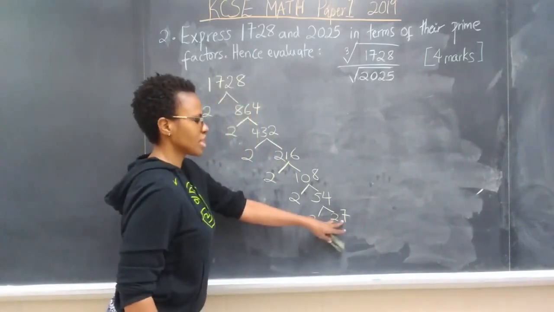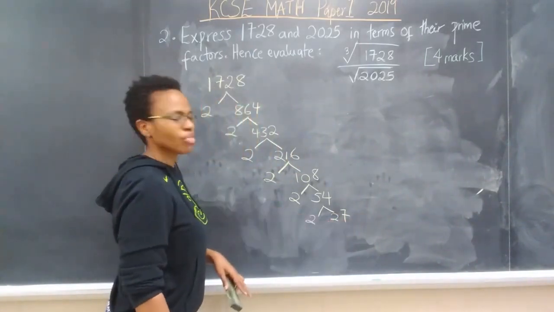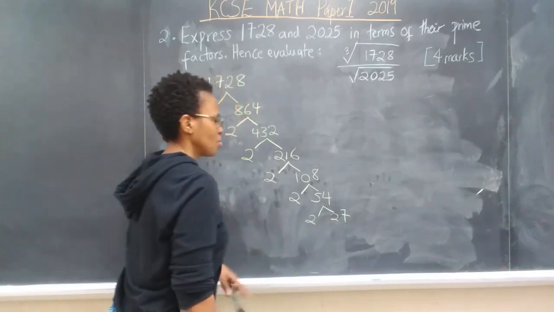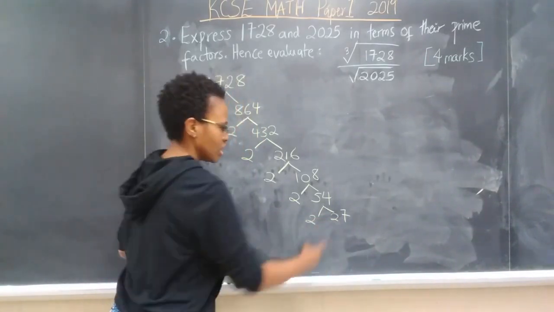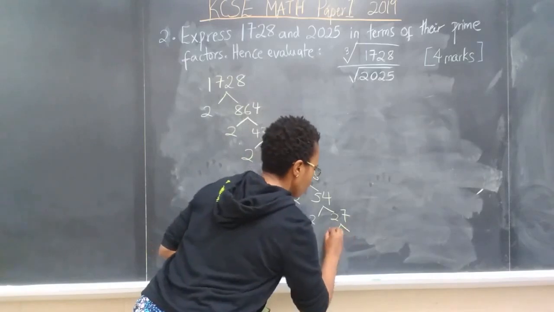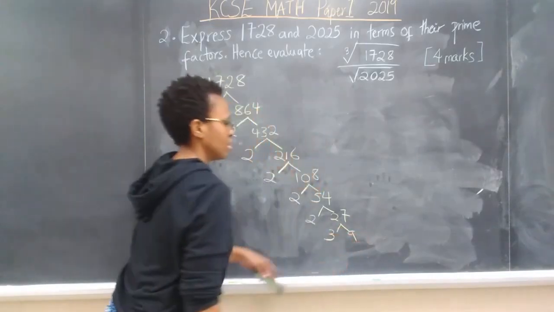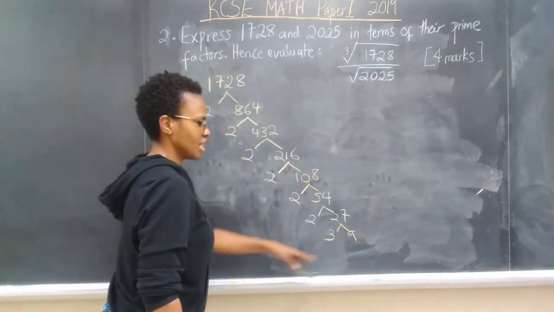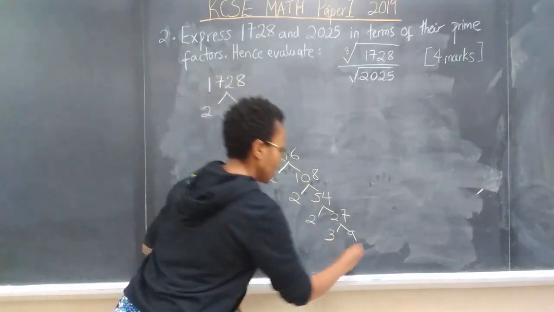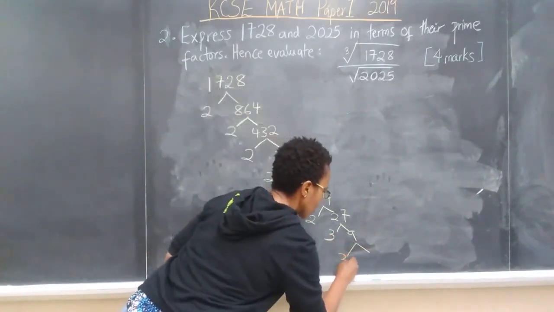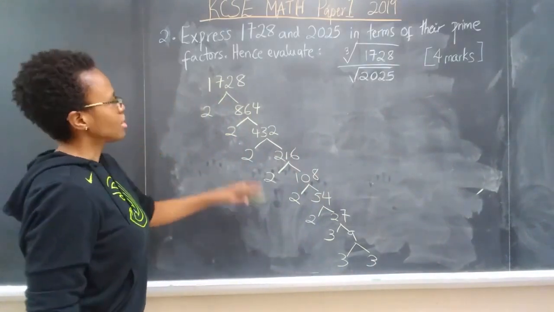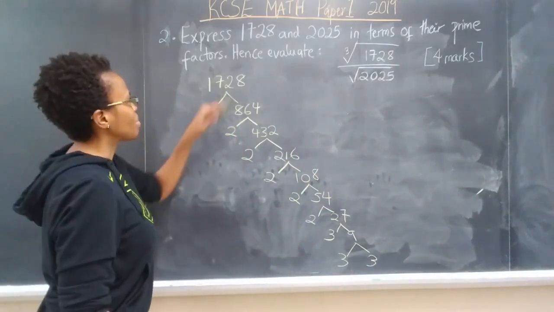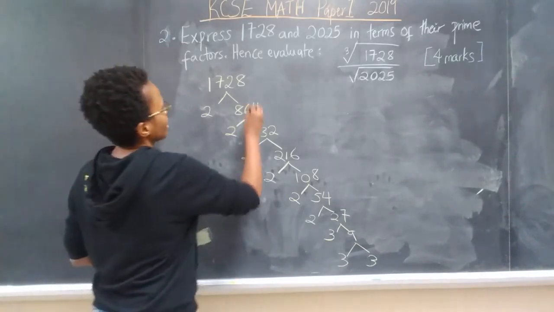Now, because we have a 7 here, we can't use 2 again to factorize. So we can try 3. 2 plus 7 is 9, so that's true. This is divisible by 3. So 3 and 9 makes 27. And then finally we have 9, and that is 3 and 3. So now we have all the factors, or all the ingredients, that make up 1728.